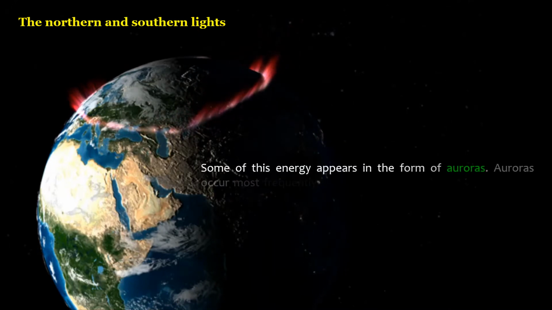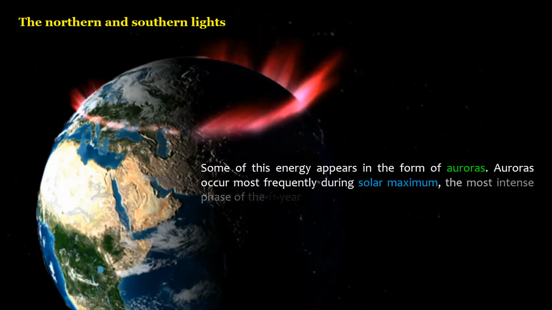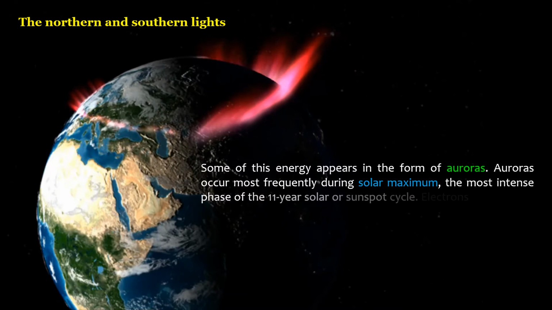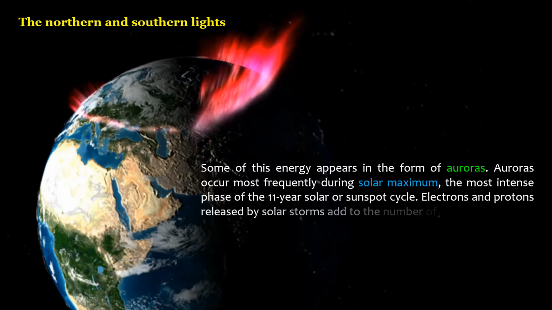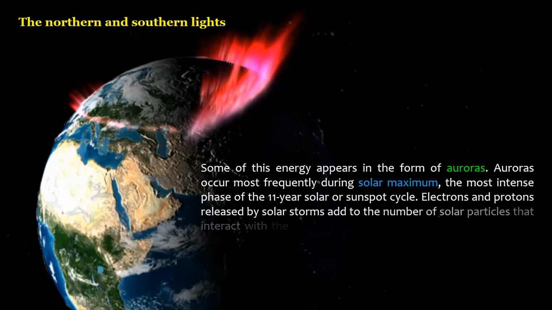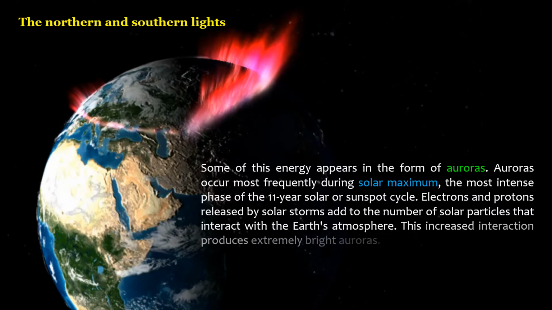Auroras occur most frequently during solar maximum, the most intense phase of the 11-year solar or sunspot cycle. Electrons and protons released by solar storms add to the number of solar particles that interact with the Earth's atmosphere. This increased interaction produces extremely bright auroras.